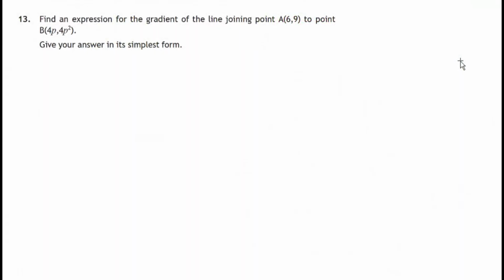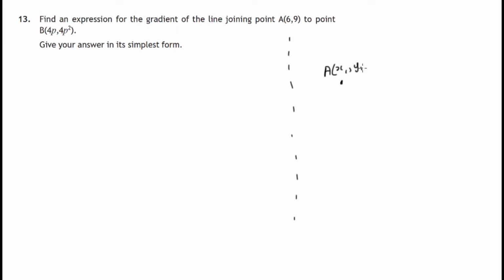Carsey here. In this question we have to find an expression for the gradient of the line joining these 2 points and to simplify our answer. Now let's remind ourselves of what we mean by gradient of 2 points.